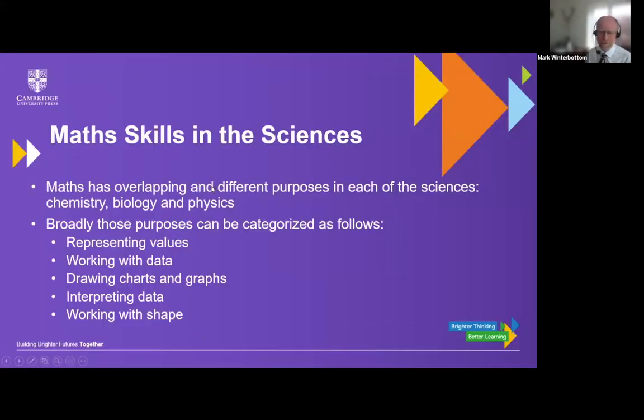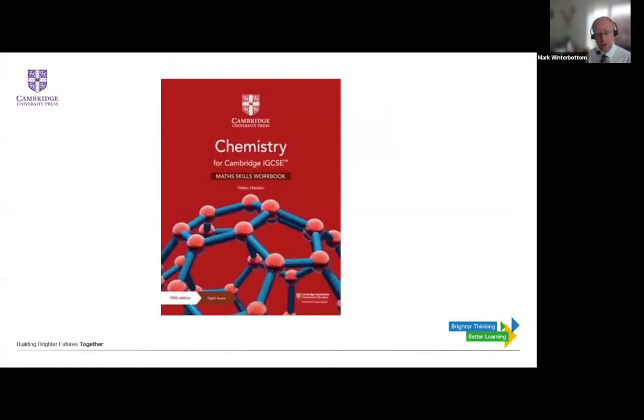In terms of the maths itself and how it's been represented in these books, the authors have split that into 5 areas, which I think are pretty good, actually. So representing values, working with data, drawing charts and graphs, interpreting data, and working with shape. I think we should say that these are represented perhaps to slightly different extents in each of the books because of the nature of the subject.